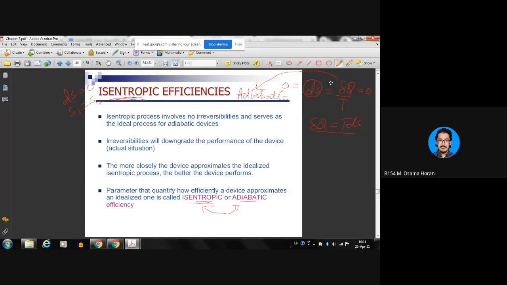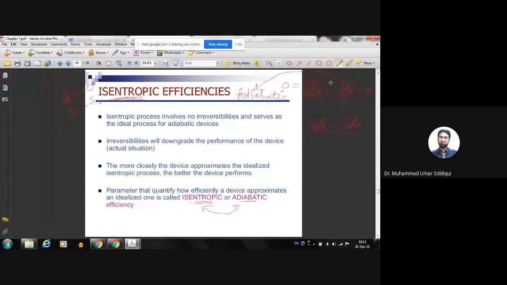That's why you're going to see in future that you will have numerical problems where isentropic and adiabatic are used interchangeably. We are considering isentropic efficiency, but it will be written in the question that, let's say, we have a compressor which is an adiabatic compressor. So you need to understand that there is a relationship between adiabatic and isentropic. Anything isentropic must be adiabatic. So this is the relationship.